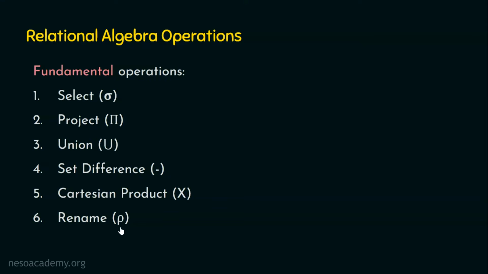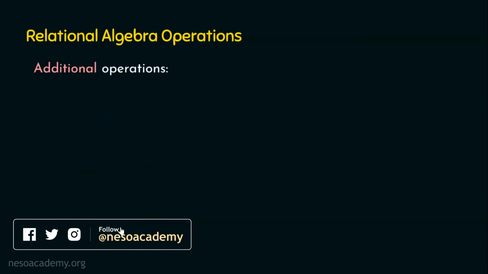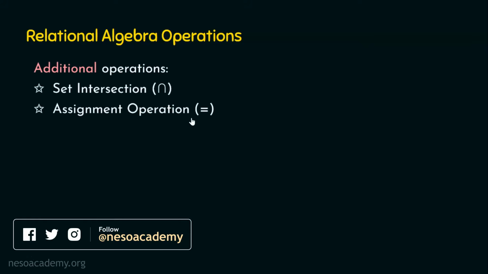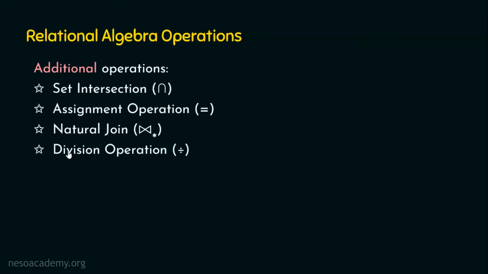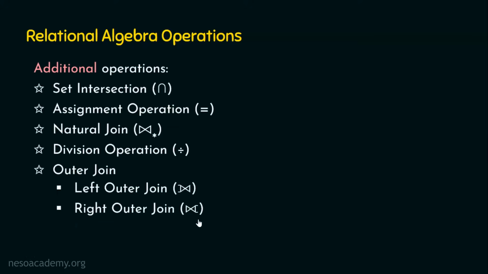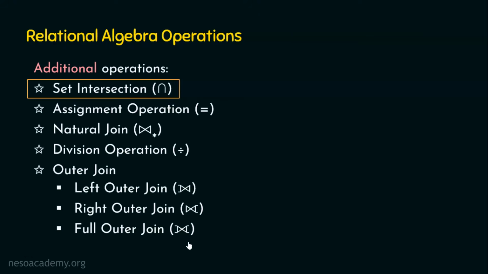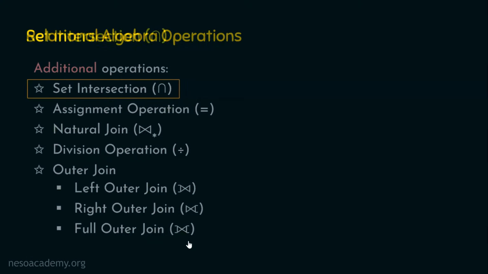Now we are going to turn our attention towards the additional relational algebra operations. What are the operations that we are going to see in the coming lectures? The set intersection operation, the assignment operation, the natural join, then the division operation, and then the outer join. In outer join, we are going to focus on the left outer join, the right outer join, and the full outer join operation. And in this presentation, we are going to focus on the first additional operation, the set intersection operation. Let's see the basics of the set intersection operation now.